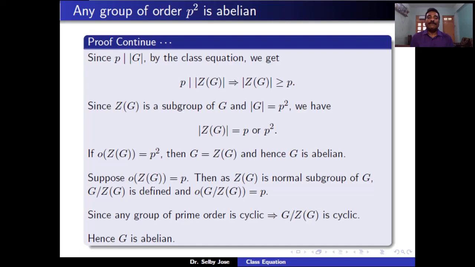But any group of prime order is cyclic. Therefore, G mod the center of G is cyclic. Therefore, G is abelian. So hence, we have proved that for any prime p, any group of order p squared is always abelian. Now, using this, we will see some examples of a class equation.